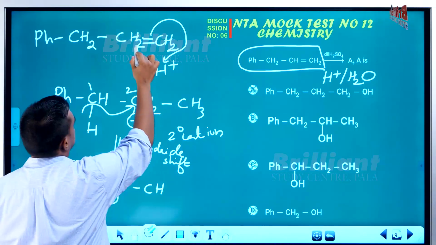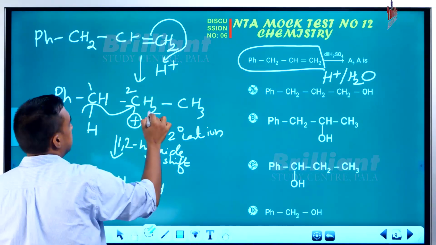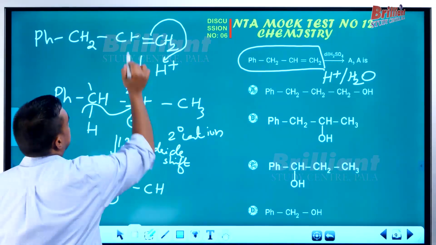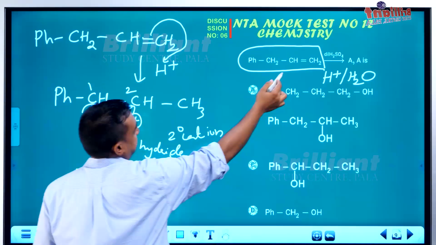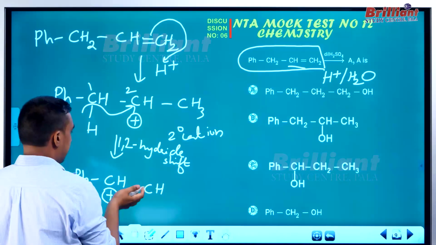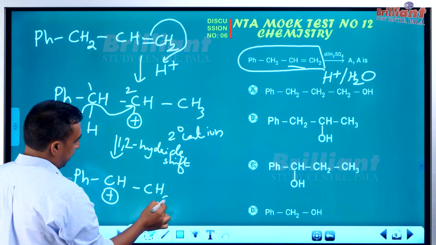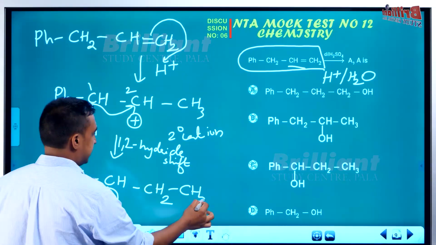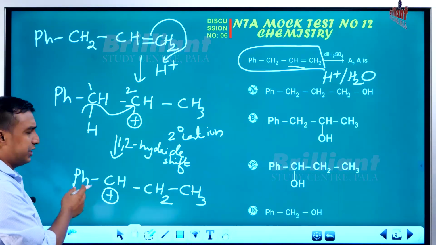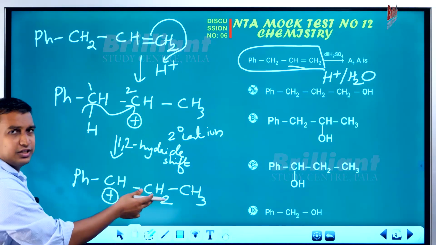ഇവിടെ ഞാൻ അറിയാതെ CH2 എന്ന് എഴുതി. Please note this is CH. Okay. So now even the H minus to shift, this will become CH2, CH3. So this is what I get, PhCH+CH2CH3.